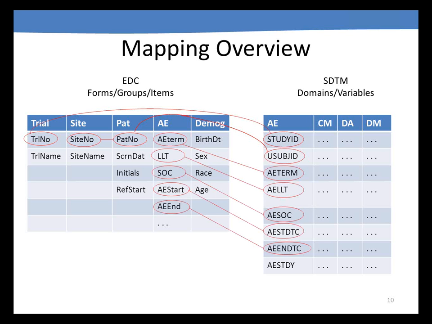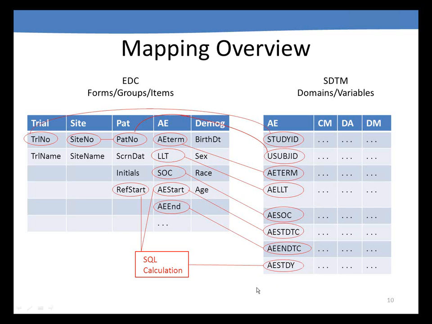For most of the variables, those are just going to be collected variables. So you can see AE term goes to AE term, LLT to AE LLT, and so forth. In terms of the tool, where the name matches, it will map automatically. Where the name doesn't match, you will have to do that by hand, and we'll see that in a tick.